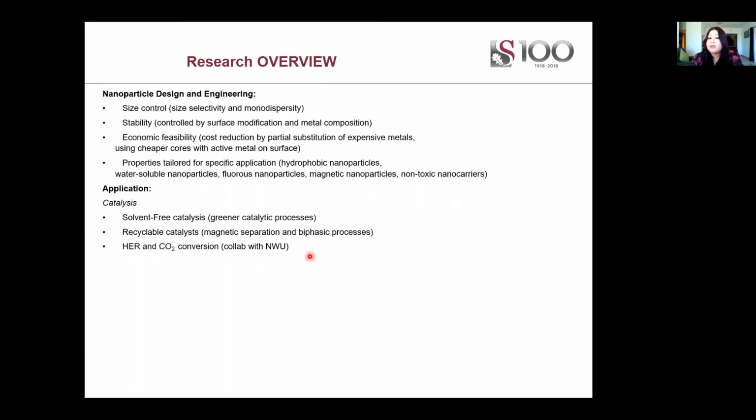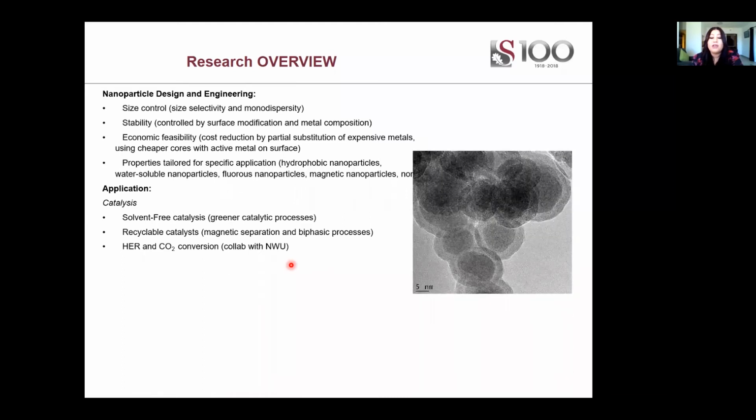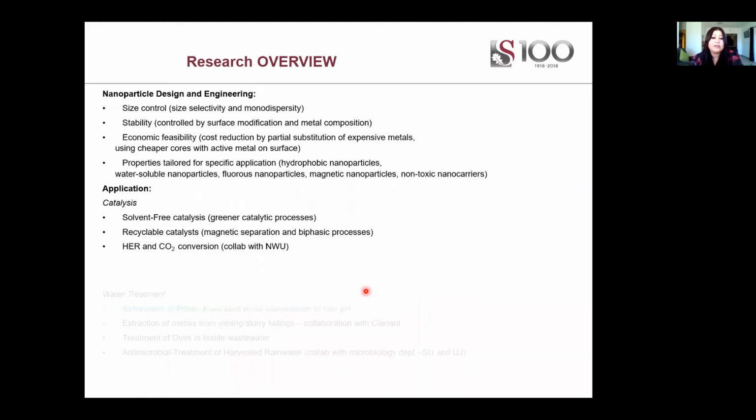So electrochemistry in collaboration with Northwest University in South Africa. Yeah, I'm just showing you an example of one of our beautiful bimetallic nanoparticles. This is actually magnetite with the outer shell being copper nanomaterials. And we're using this as one of our catalysts because it will be very easy to recover from your products.